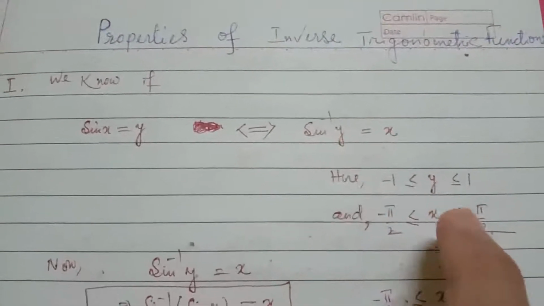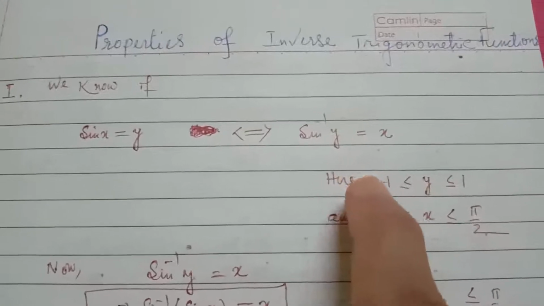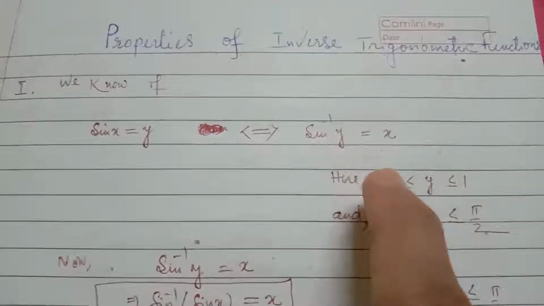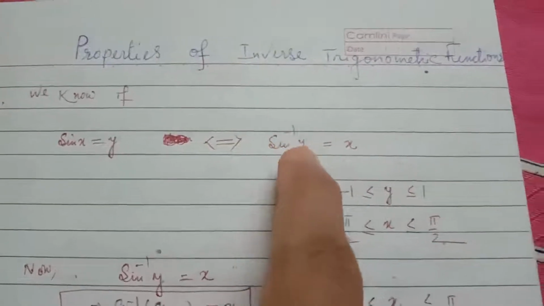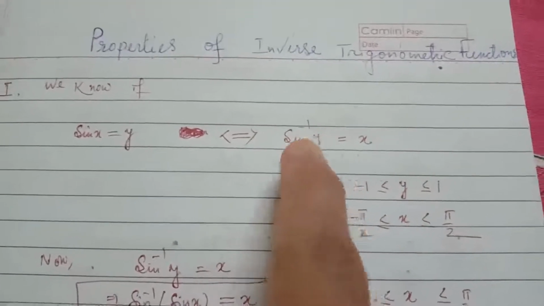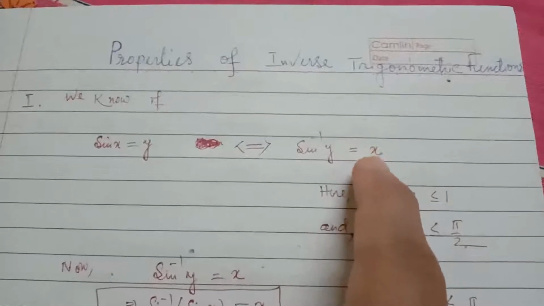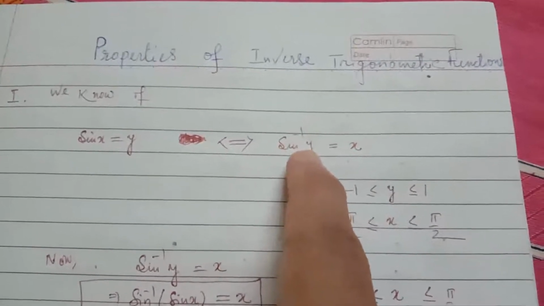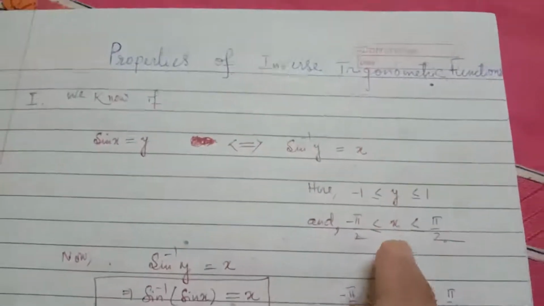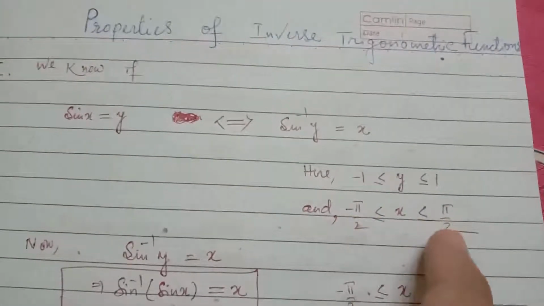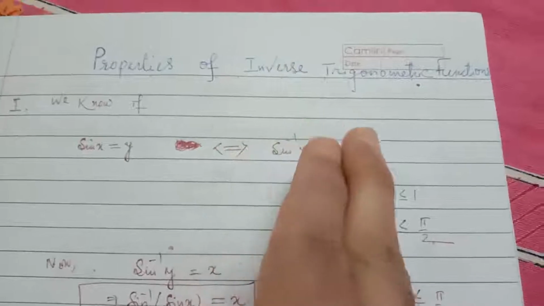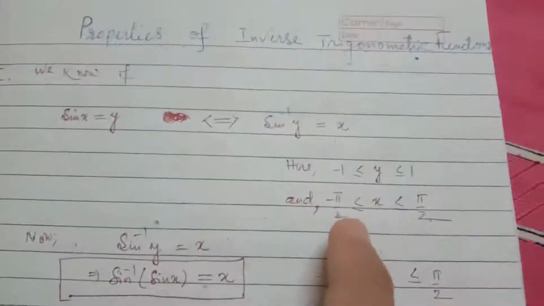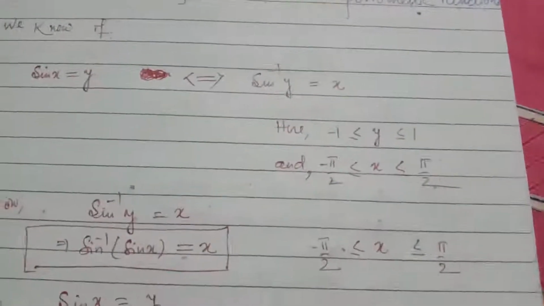Now, whenever we write sin inverse of y, y must be in between -1 and +1. We know the domain of sin inverse of y is in between -1 and +1. So, y must be in between -1 and +1. And x, the value of sin inverse of y, must be in between -pi/2 and +pi/2. The range of sin inverse of y, which is x, must lie in between -pi/2 and +pi/2.